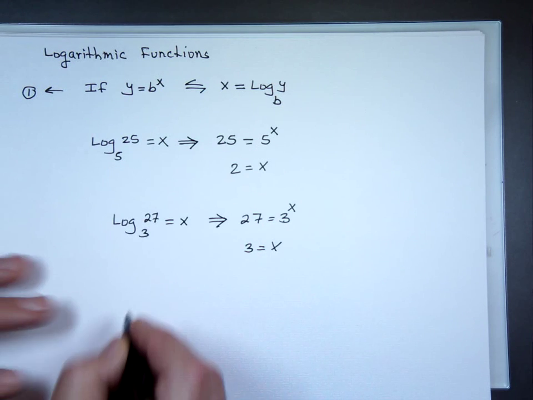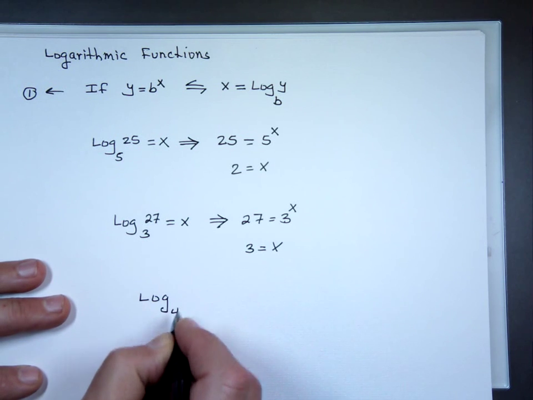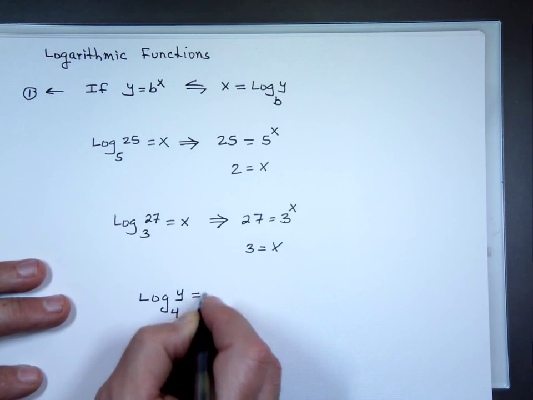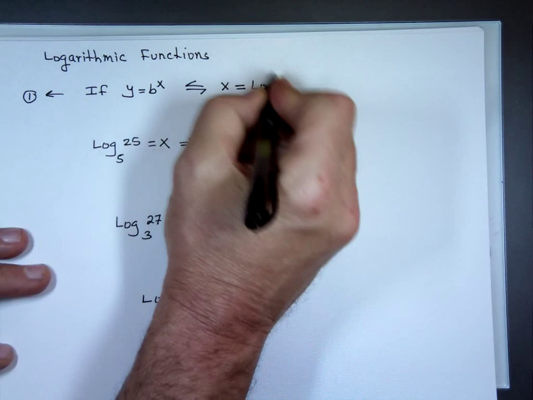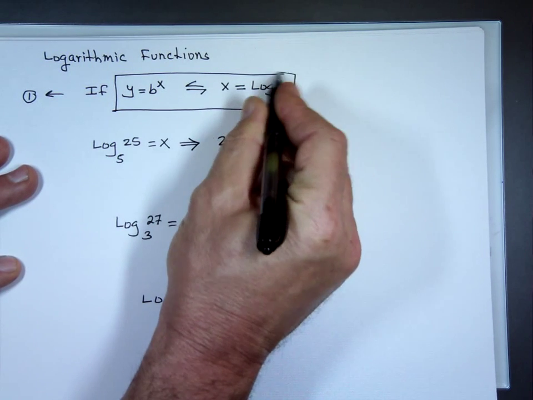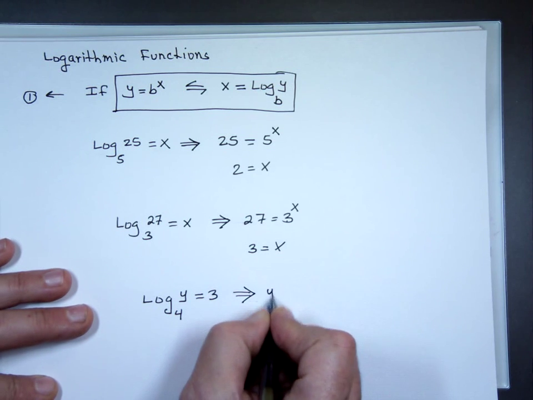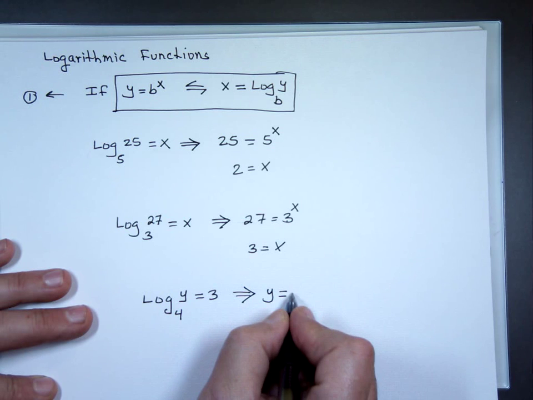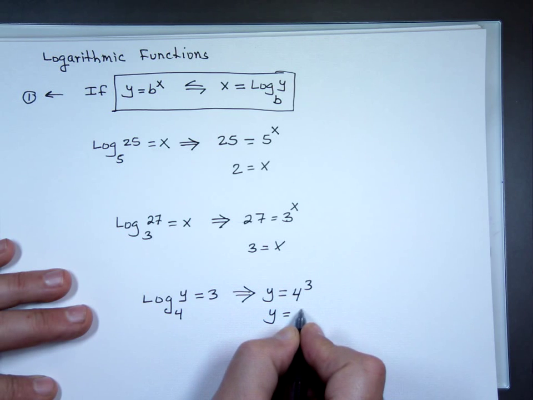Let's practice with it. If I said to you, what is log base 4 of y equals 3? Can you tell me what y is? Again, using this rule here, I can box it for you if you can't see it. Using that rule there, I should be able to write that as what? Y equals the base, which is what? 4 to the power 3. What's 4 to the power 3? Is it 64? Yep.